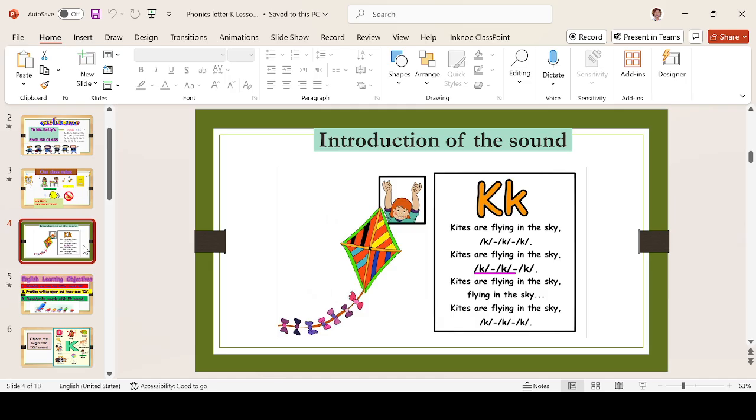Okay. If you want more letter sound practice, you can Google Jolly Phonics letter K sound. You will see this song and then you can practice singing the song. But to save your time, we are not going to sing the song. Let's just say the sound K, K, K, K. Okay, so you can pause the video and say the sound one more time.